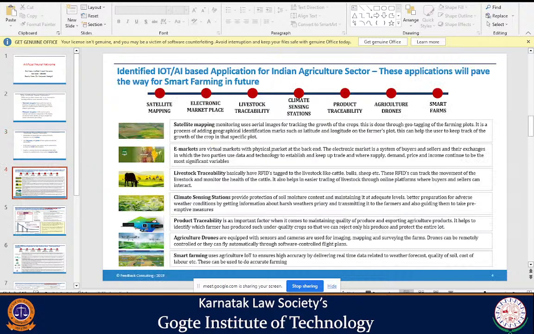Now in the present market, every market is identified based on application for Indian agriculture, and they are also going to use it in future smart farming. In India, they are going to use ANN in satellite mapping, electronic marketplace, livestock traceability, climate sensing stations, product traceability, agriculture drones, and also smart farms. These are also applications where they use ANN.